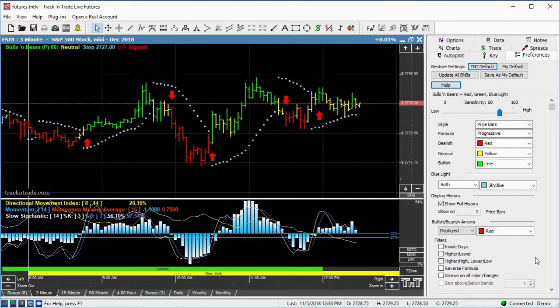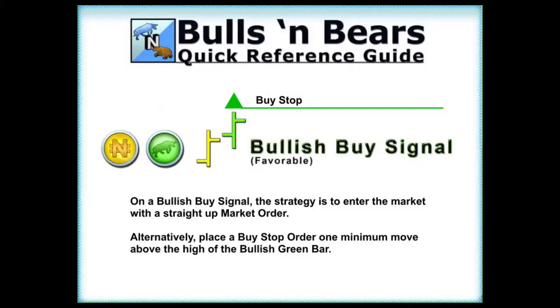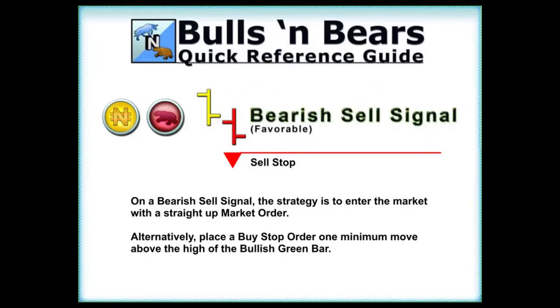Now let's quickly discuss market entry. There are several ways to enter the market once we finally receive our bullish or bearish entry signal. The most common method is to simply enter with a market order, which would get us into the market immediately. The other method, and in my opinion the most effective, is to use a stop entry order, which sits one minimum move above the green buy signal price bar for a long position or one minimum move below the red sell signal price bar for a short position.